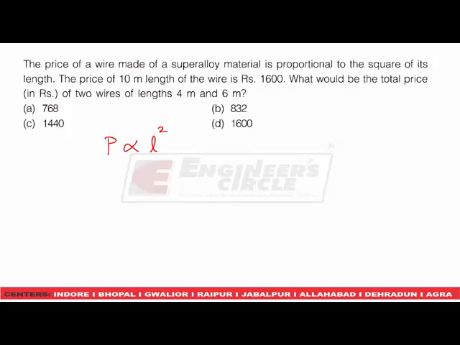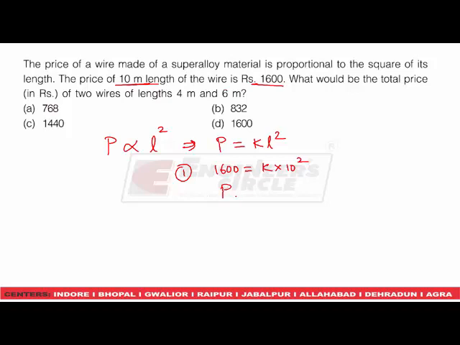Now it is given to us that price of 10 meter length of wire is 1600, and we can simplify it as P will be equal to some constant into L square. So P1 will be equal to KL1 square, P2 will be equal to KL2 square, and so on. So for the first data given to us, price is 1600, some constant, and the length is 10 meter. Now we have to find out the price of two wires combinedly with 4 meter and 6 meter length.